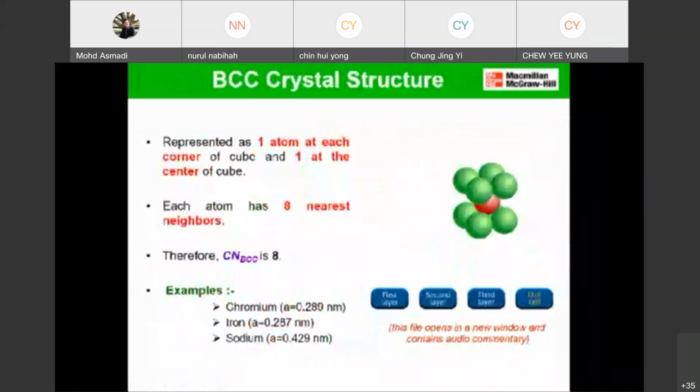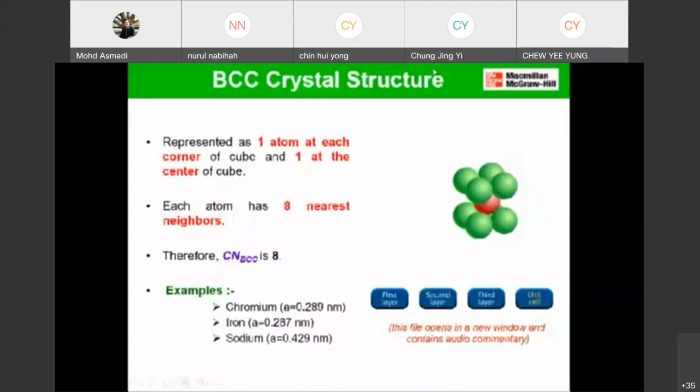Okay, so for the BCC, it is represented as one atom at each corner of the cube and one at the center of the cube. So how many atoms per unit cell for the body centered cubic? Each atom has 8 neighbors because they have an atom at the center. Therefore, the coordination number is equal to 8.